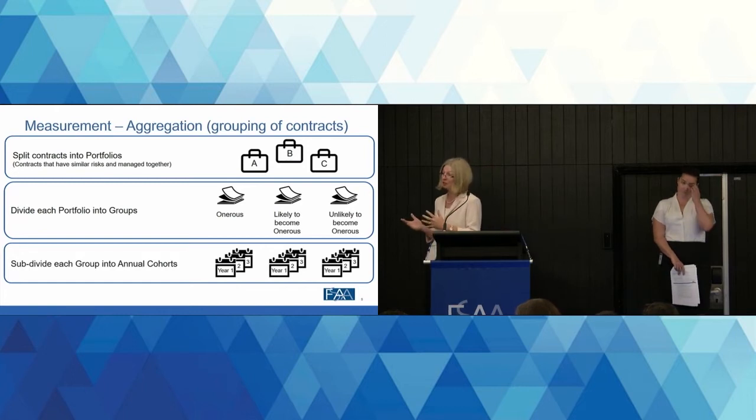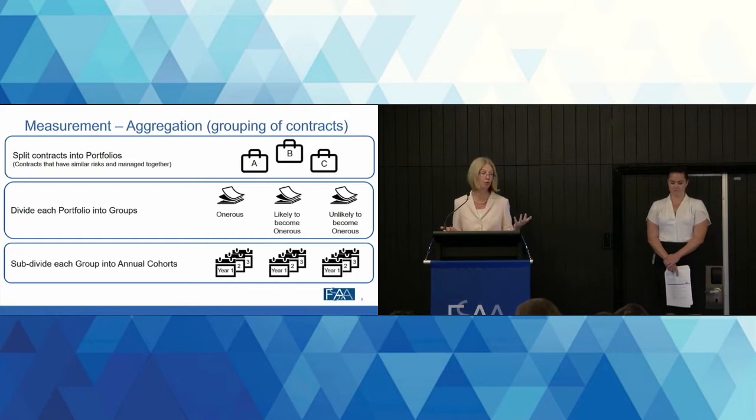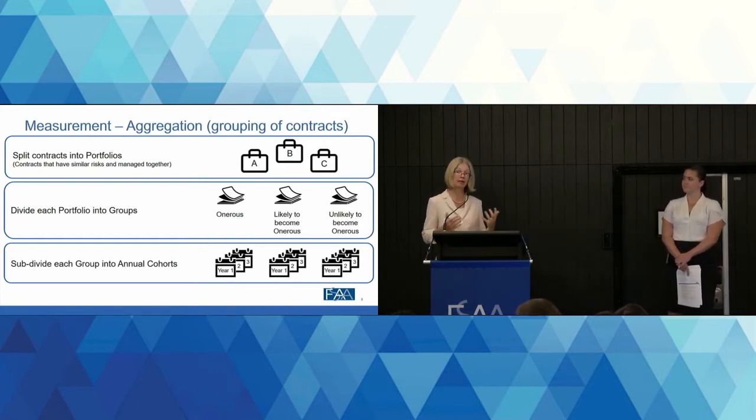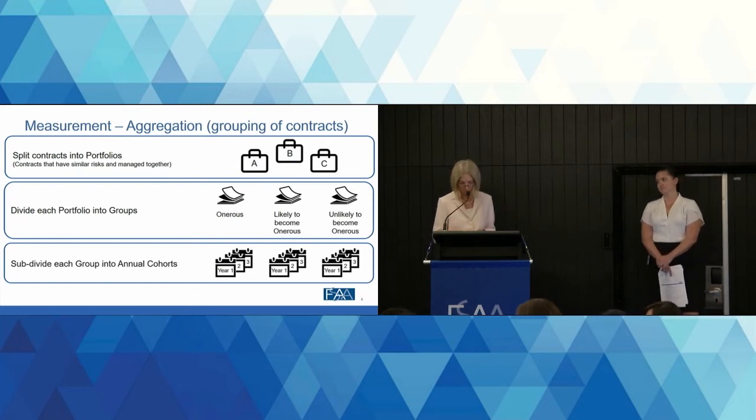So then in addition to groups based on profitability, we then have cohorts. Rhiannon mentioned that. So the IASB will not allow you to have a group that has contracts within it that have a contract period greater than 1 year. You can choose to break that down into smaller groups if you like, but that 1 year is the maximum.